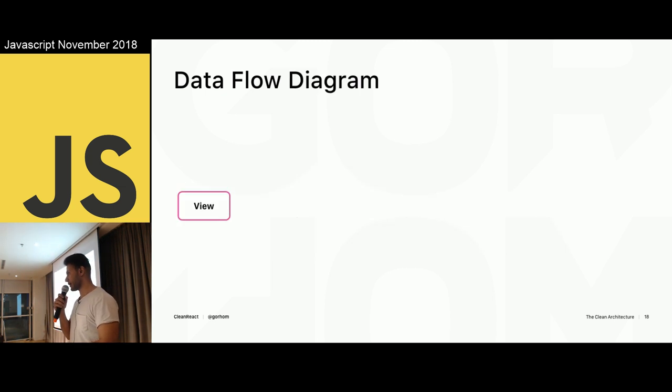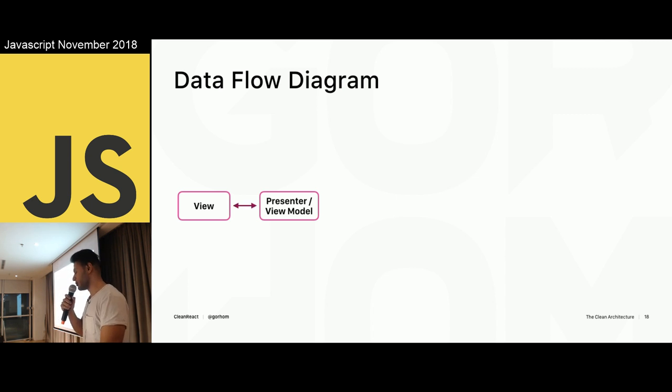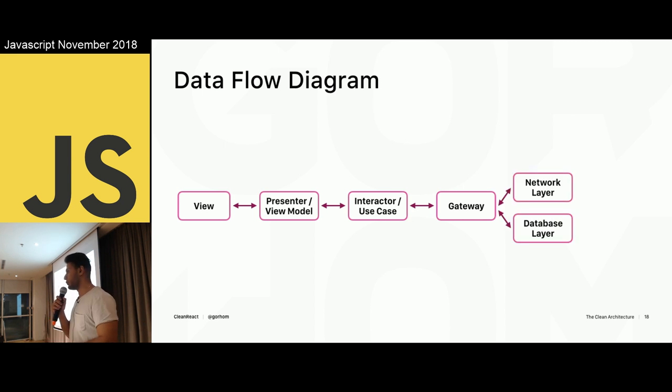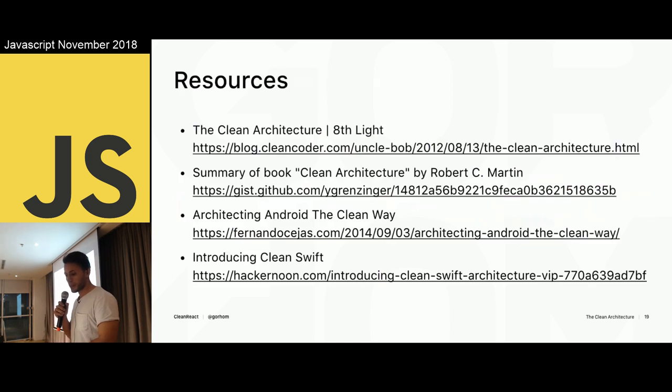So the diagram works like this. We have the view, we have the presenter or the view model, we have the interactor, and then it goes to the gateway. The gateway implements multiple data sources. So let's say if you implement a network layer or a database layer or local storage, and then to the entity, which implements the entities.